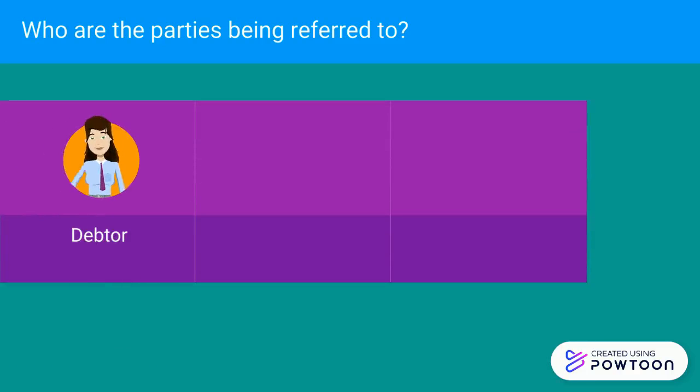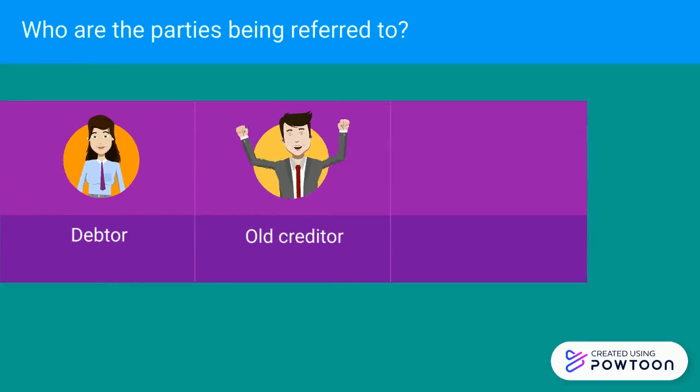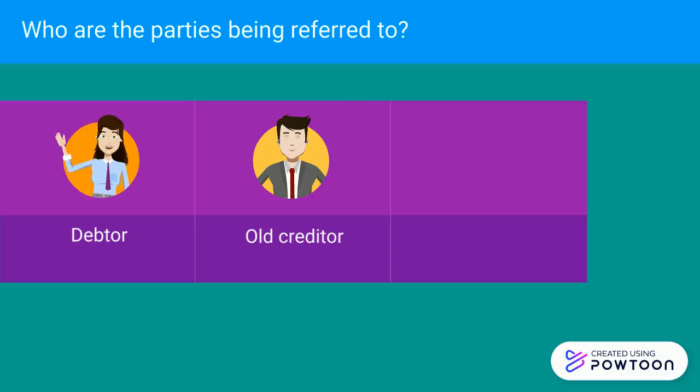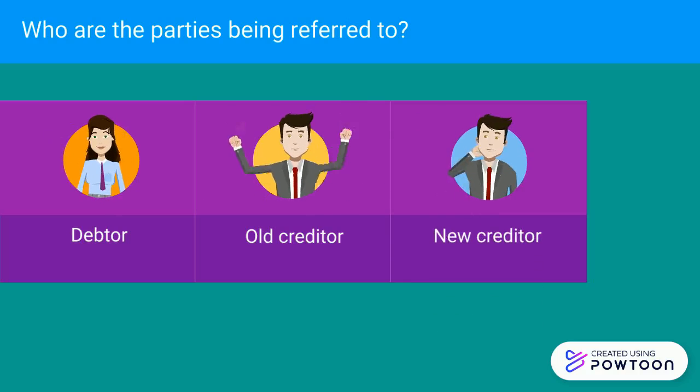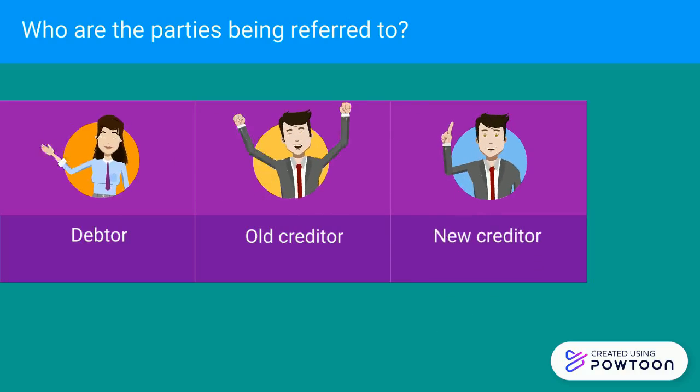First, the debtor, because he becomes liable under the new obligation to a new creditor. Second, the old creditor, because his rights against the debtor is extinguished. Third, the new creditor, because he may dislike or distrust the debtor.